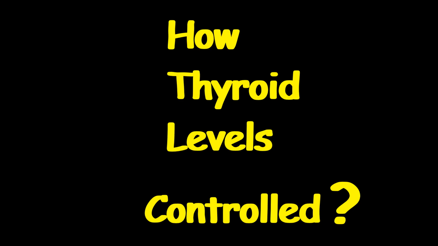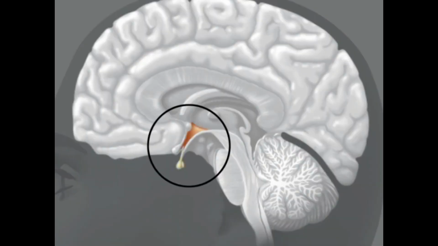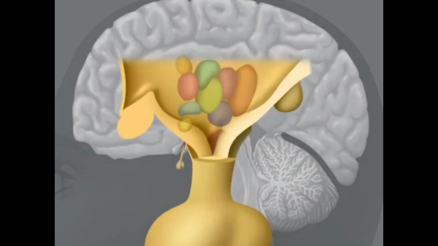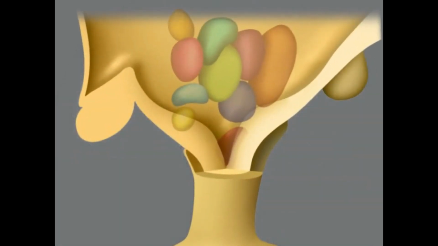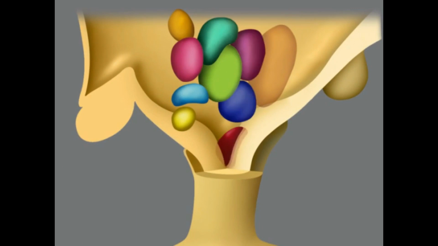How are thyroid hormone levels controlled? The production and release of thyroid hormone, thyroxine, T4, and triiodothyronine, T3, is controlled by a feedback loop system that involves the following: hypothalamus, pituitary gland, thyroid gland, multiple hormones.